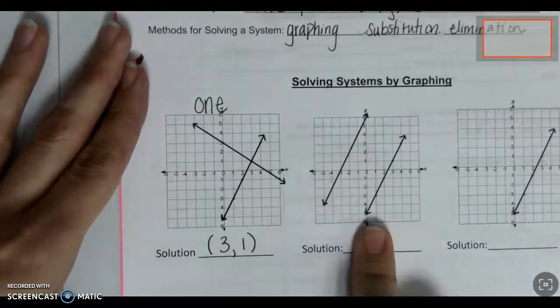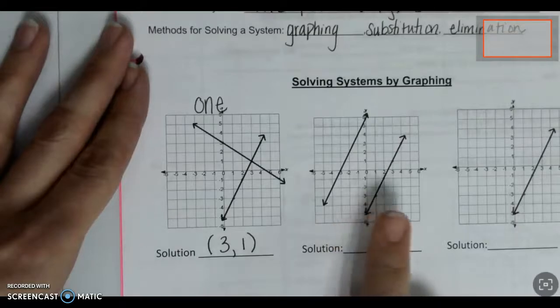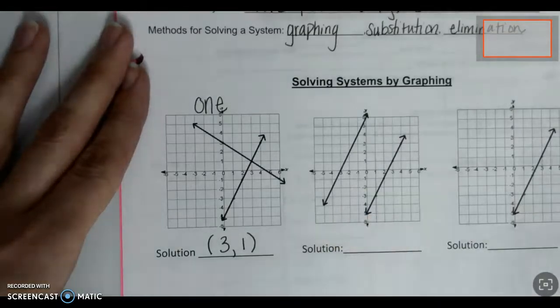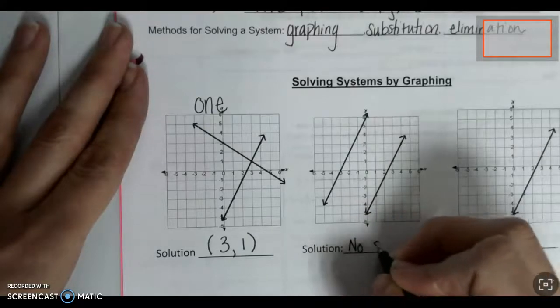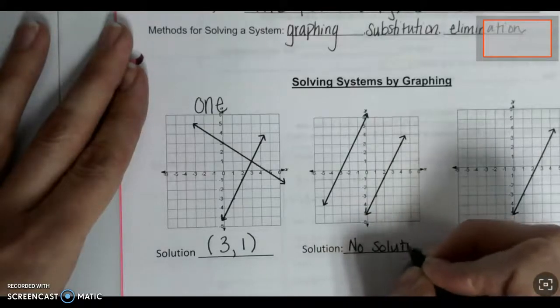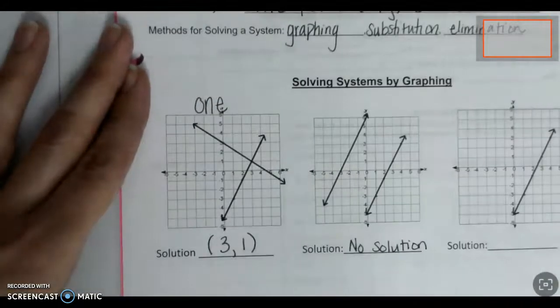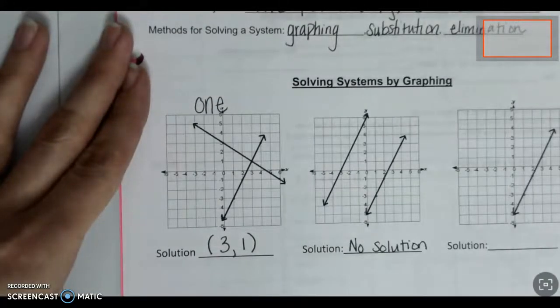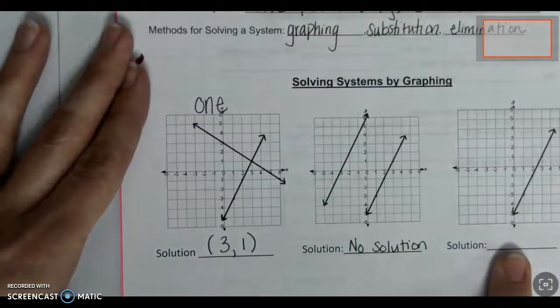How many times do these two lines share a point? Zero. None. So there is no solution for this one. And infinitely many? That's something we've said before, right? We've used no solution and infinitely many as two options. So if this one's no solution, what about these two lines?